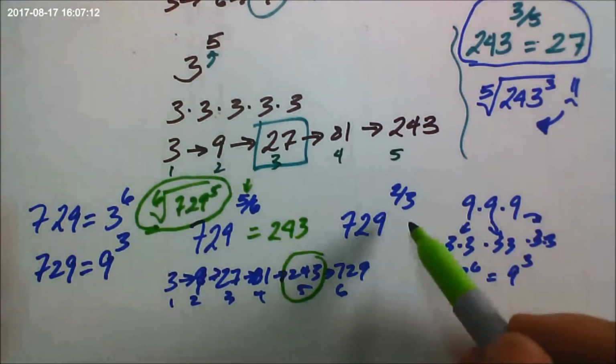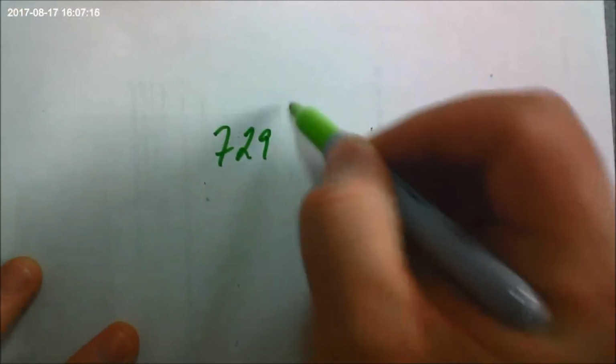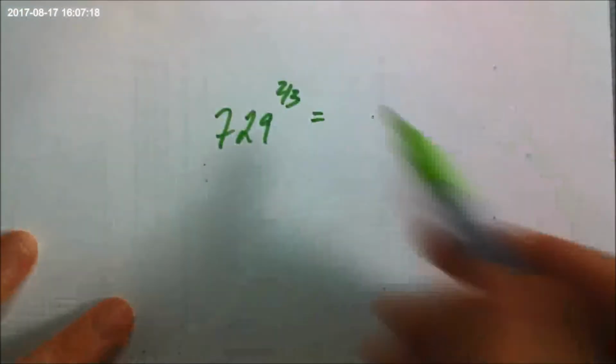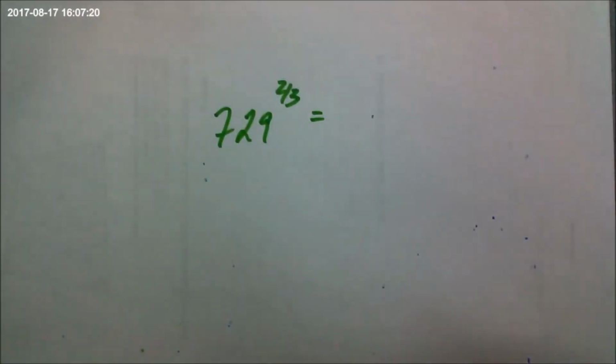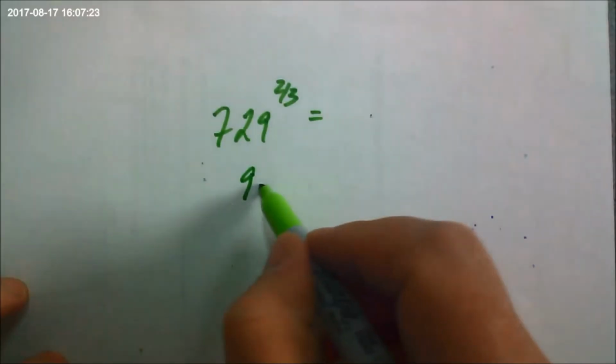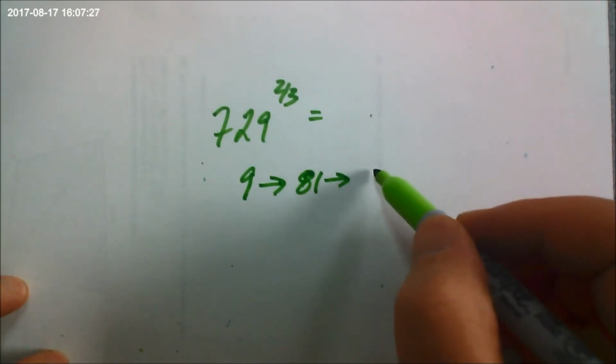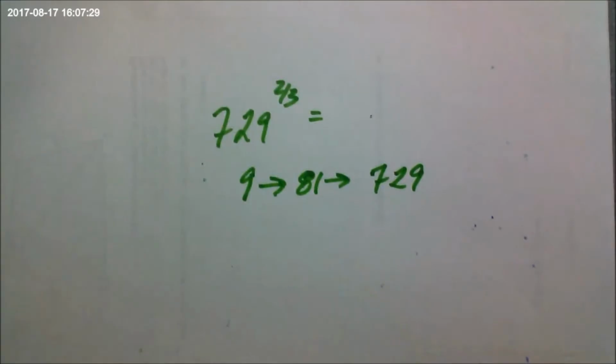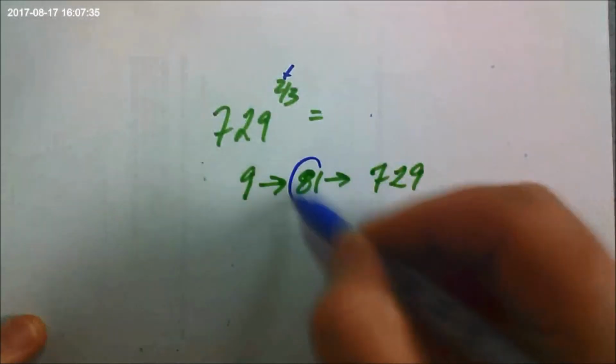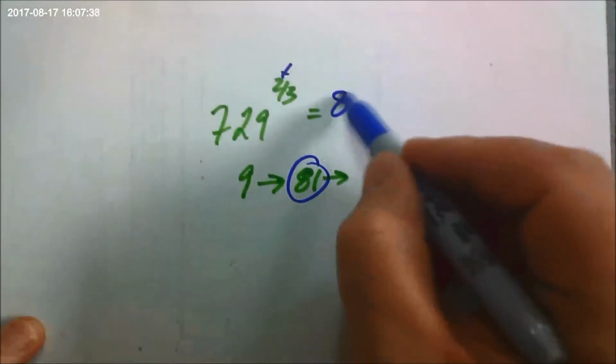Let's look at this last one again, this 729 to the 2/3 power. Now again, this 3 is saying, well, what times itself 3 times is 729? So 9 times 9 is 81. 81 times 9 is 729. So 9 is the number times itself 3 times that equals 729. The second step, 81.